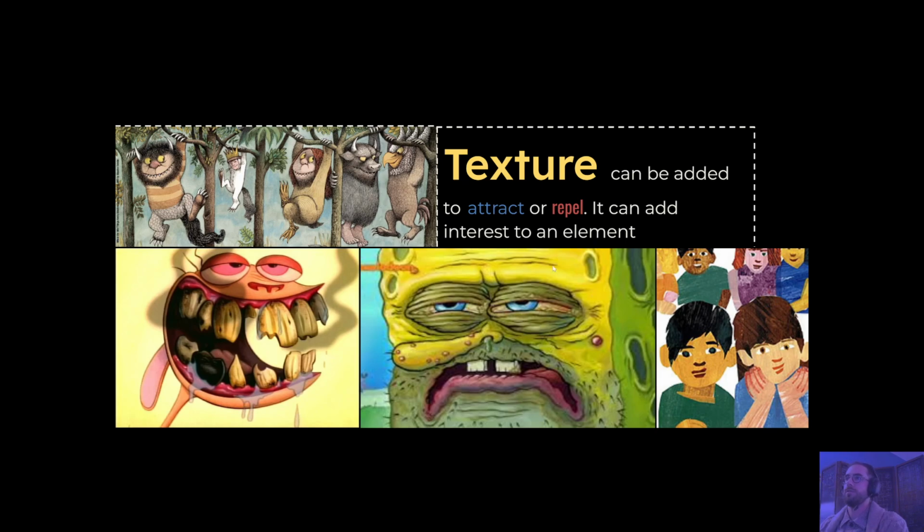Texture can be added to attract (positive) or repel (negative). It can add interest to an element, and I am definitely interested in that. One of the fascinating things about SpongeBob, as well as Ren and Stimpy, although Ren and Stimpy can be a little bit inappropriate, like politically not correct a lot. But it just comes with the times, right?